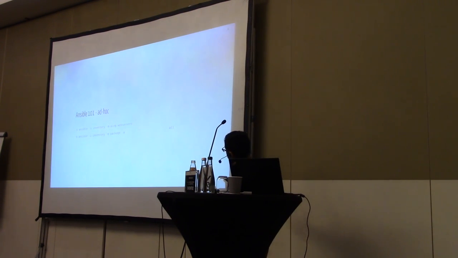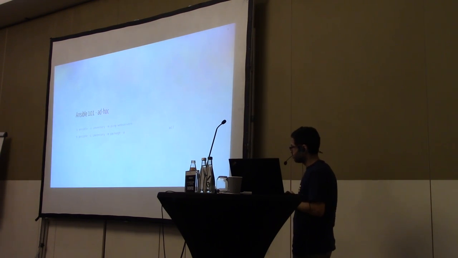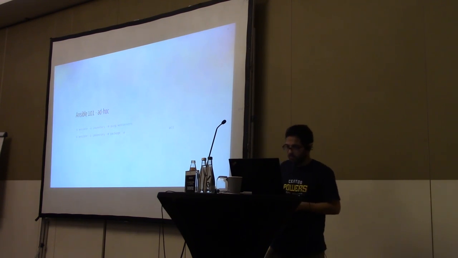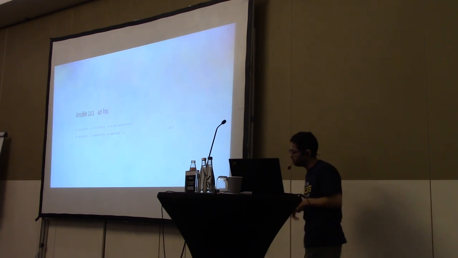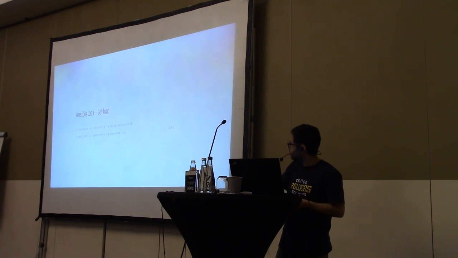So at the end I just say, hey, contact all nodes. All is some kind of placeholder for all the nodes available. Although in the previous command I just said web servers, which is the group I have defined in the inventory. So that's the first. Most of you started with Ansible using the ad hoc mode.